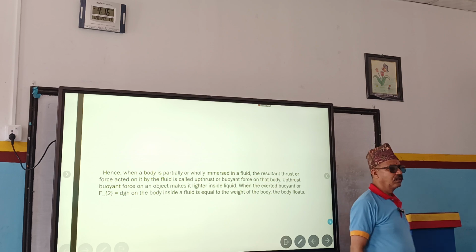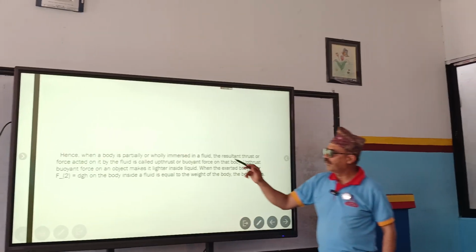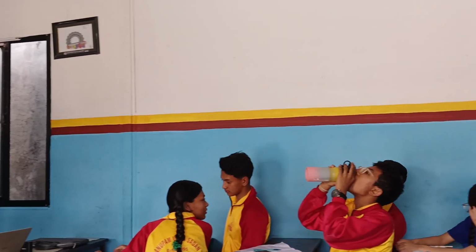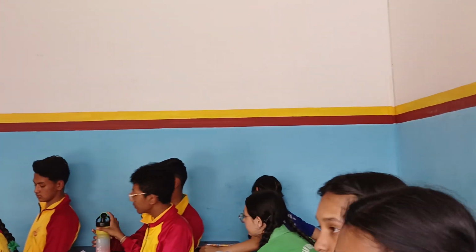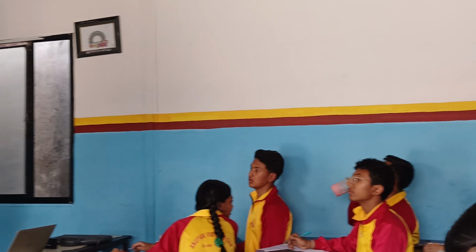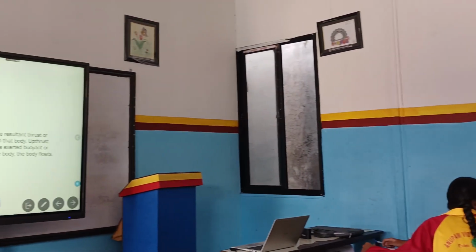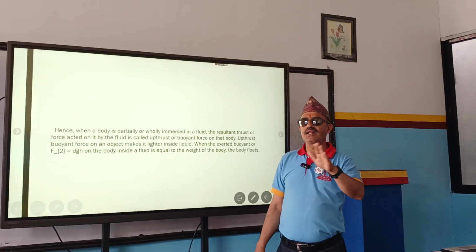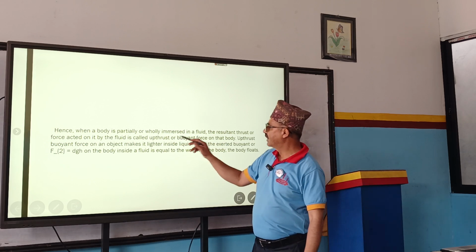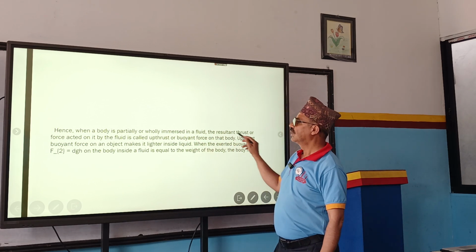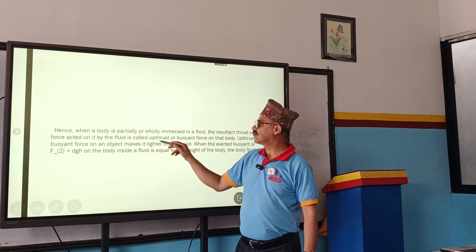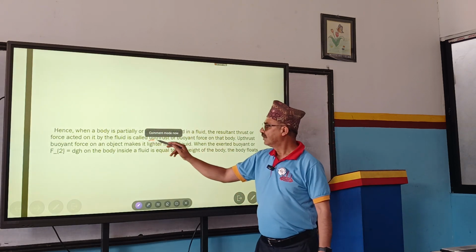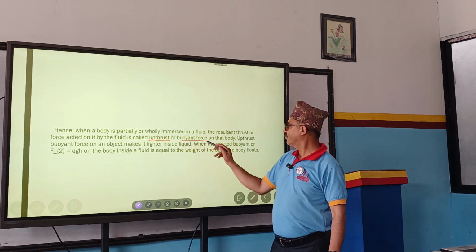Please read it here. When a body is partially or wholly immersed in a fluid, fluid means the thing which can flow. How many things can flow? One is liquid, another is gas. Gas can flow in any direction, but liquids flow from higher level to lower level. So, when wholly immersed in a fluid, the resultant thrust or force acted on it by the fluid is called upthrust or buoyant force. Remember these things.